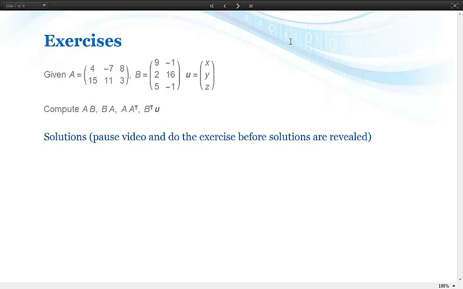Okay, but some exercises. So here we're given two matrices and a vector. You're asked to compute AB, BA, A transpose A, and B transpose U. So please pause the video now and work these exercises, and when we continue, you can review your solutions.